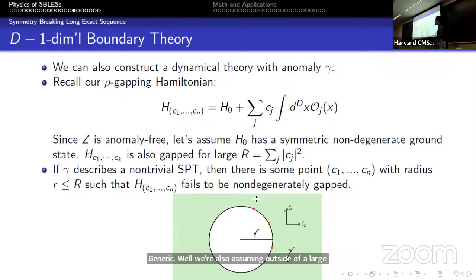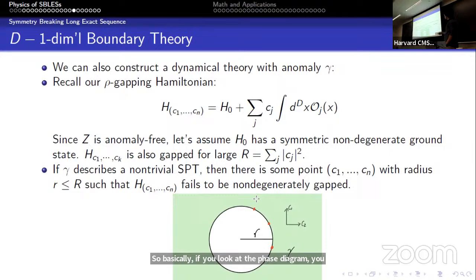In fact, it defines this D-dimensional SPT. So if, for large enough radius, it describes a non-trivial SPT, then starting from a trivial one around here, going to a non-trivial one, we expect there are some points at some radius r such that this system fails to be gapped. Or else if I can just non-degenerate gap the entire system, it would trivialize. So basically, if you look at the phase diagram, you expect something like this. Again, we'll do a concrete example.